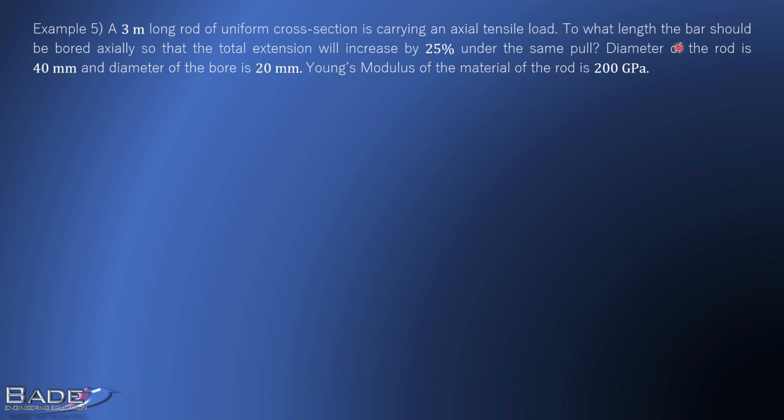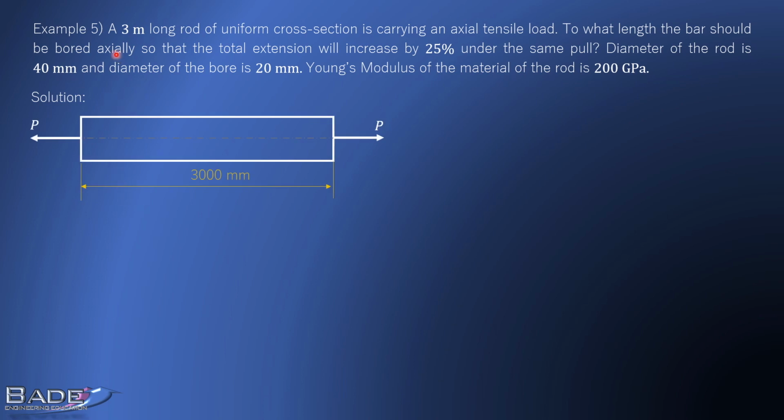To what length the bar should be bored axially so that the total extension will increase by 25% under the same pull? Diameter of the rod is 40 millimeters and diameter of the bore is 20 millimeters. Young's modulus of the material of the rod is 200 GPa. Okay, let's check what information we have.